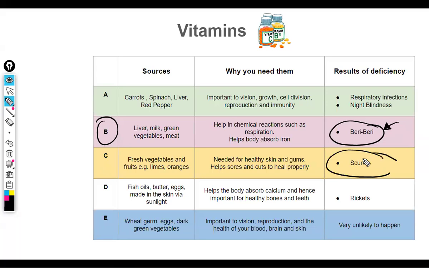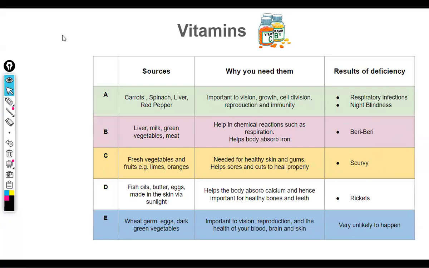Scurvy, for those who like pirate movies. Anybody have a favorite pirate movie? You just hear the word scurvy being mentioned. Scurvy is when you don't have enough vitamin C. And everybody knows where you get vitamin C from. You get it from fruits. A lot of fruits have vitamin C.